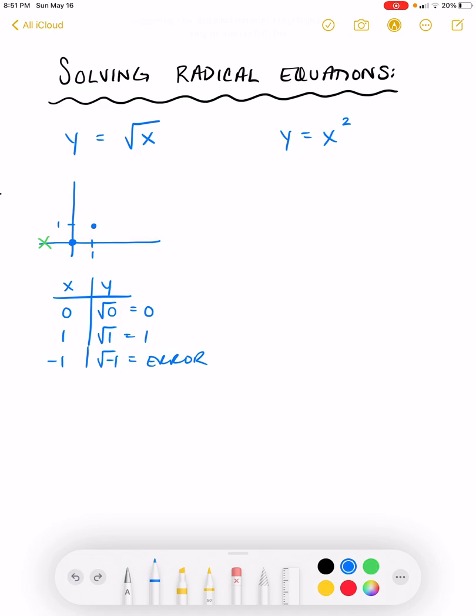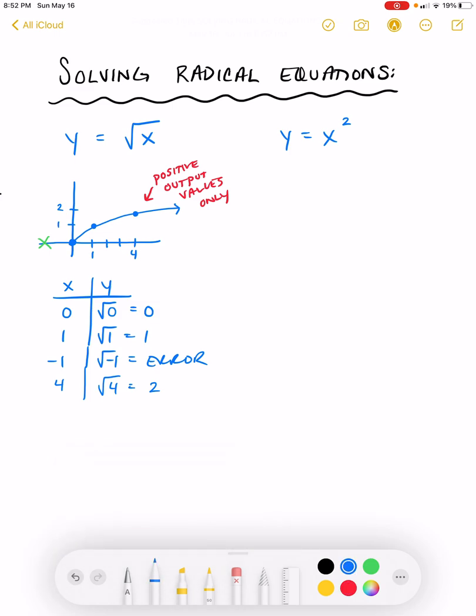Then our next number is, if we plug in 4, our next perfect square, the square root of 4 is equal to 2. So when we go out 4 units on the x-axis, the output is 2. And what we see is it makes this little curve right here that increases very slowly. What I want you to notice is that when you look at a square root function, the only thing you see are positive output values. There are no negative outputs.